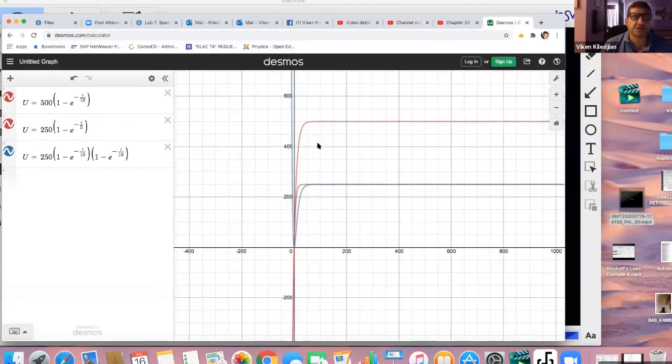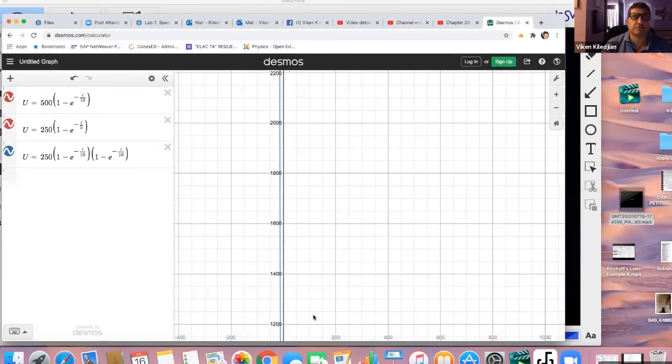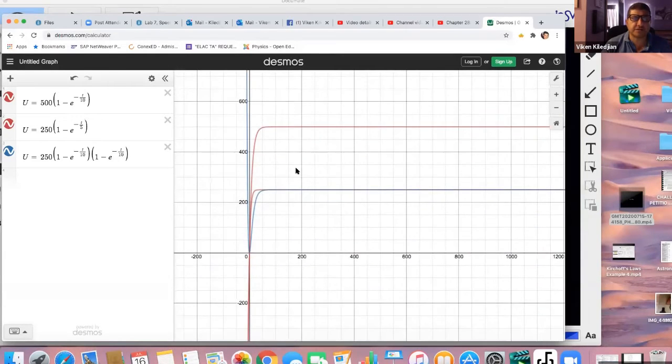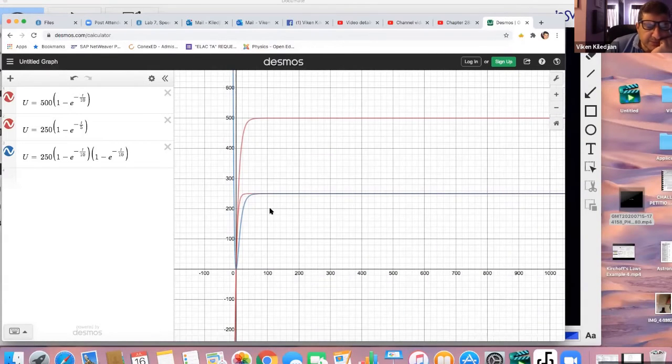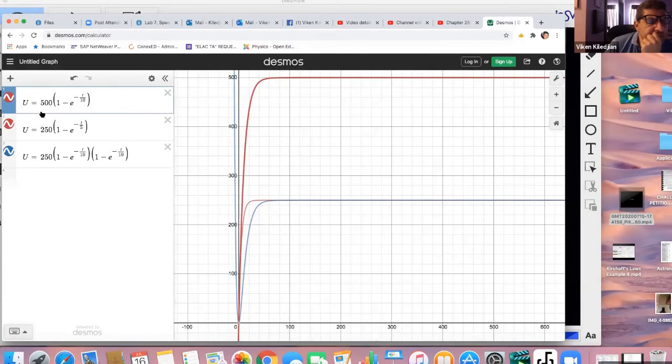Ooh, so here it's, let's see here. There's three graphs here, right? So let's see what's happening. Okay, so this red one is the energy produced by the battery, right? And this one is the energy stored in the capacitor. It looks like these two are in phase with each other.